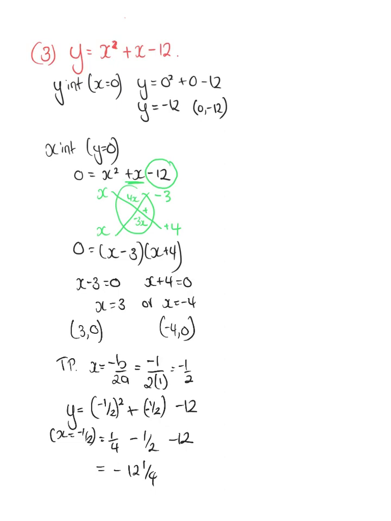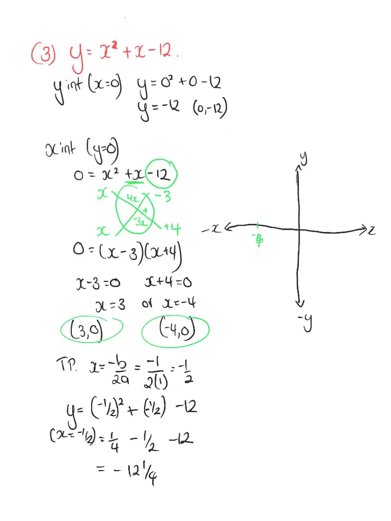So if we sketch this now that we've got everything, use your ruler, line it up, label the axes, and we can pop in all the important pieces. So we've got 2 x-intercepts, one at negative 4, and one at 3, and then the y-intercept. So if I draw my graph and it's a positive 1, this coordinate here is 0, negative 12 and a quarter.